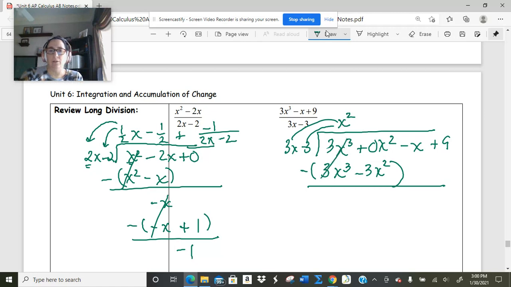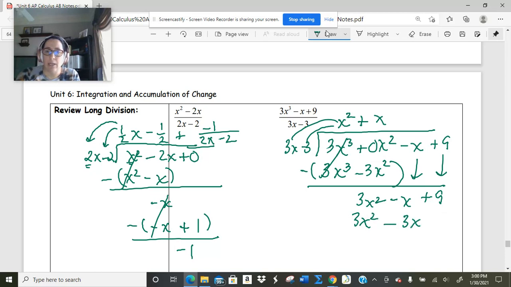Okay, so now those guys cancel, which rightly they should. This becomes now a 3x squared, and then those drop down. I didn't have anything else to subtract. Now I can see I need to multiply 3 and 3. Whew, that's nice. So I need to multiply by an x. So this becomes 3x squared minus 3x. And then I subtract. Those guys cancel. Negative x plus 3x is a positive 2x plus 9.